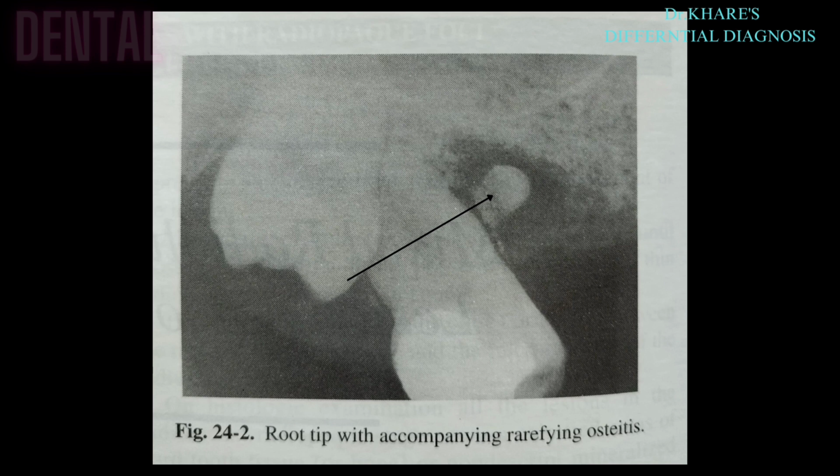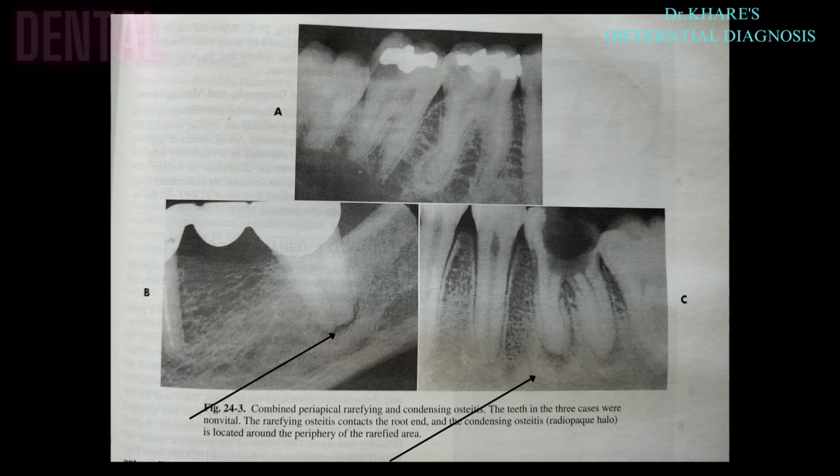This maxillary periapical radiograph shows a root tip with accompanying rarefying osteitis. These are periapical radiographs showing combined periapical rarefying and condensing osteitis. The teeth in the three cases were non-vital. The rarefying osteitis contacts the root end, and the condensing osteitis, which is a radiopaque halo, is located around the periphery of the rarefied area.